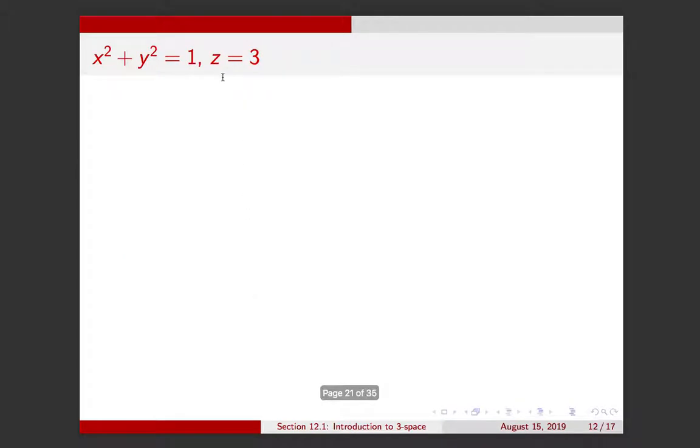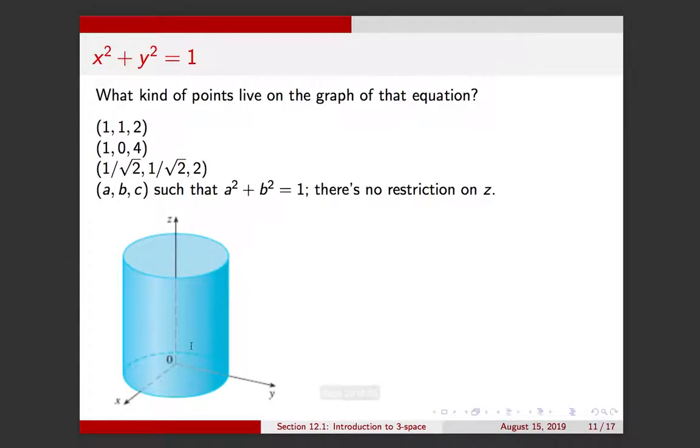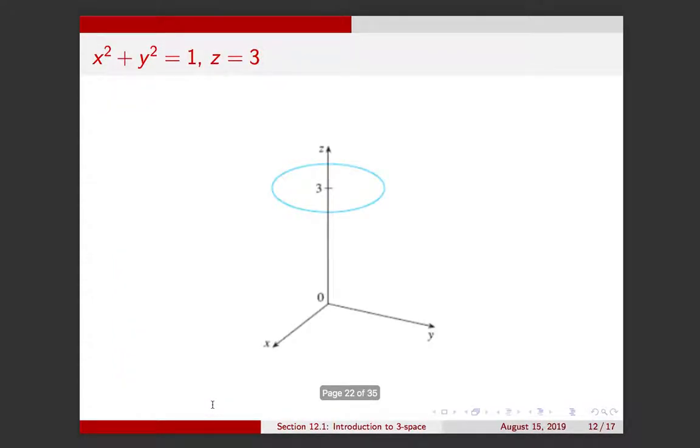But now, though, there definitely is a restriction on z. So many of these points here don't work anymore. Like here at z equals 0, that doesn't work. Any negative z, anything beneath the xy plane doesn't work, etc. So what does work, though, is just this circle, the z equals 3 circle. So you take a tiny little slice off of that cylinder.